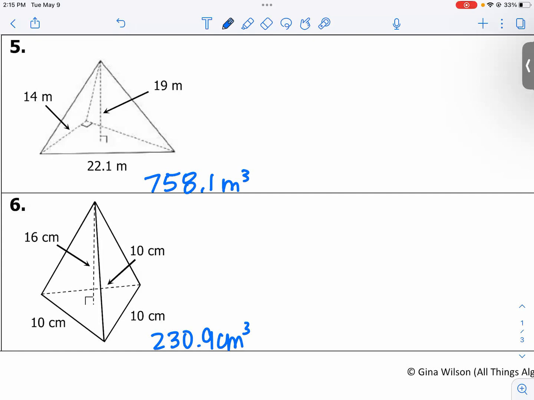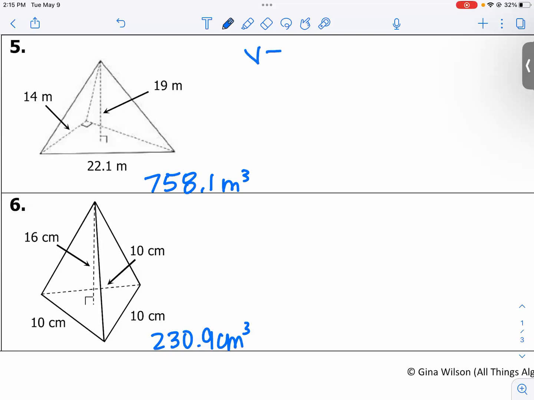Okay, maybe we need to be careful with our language. Okay, eyes up here. Here are the 2 answers. Okay, let's start with number 5 first.